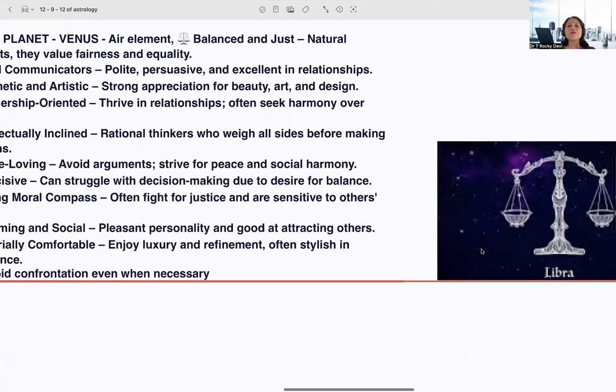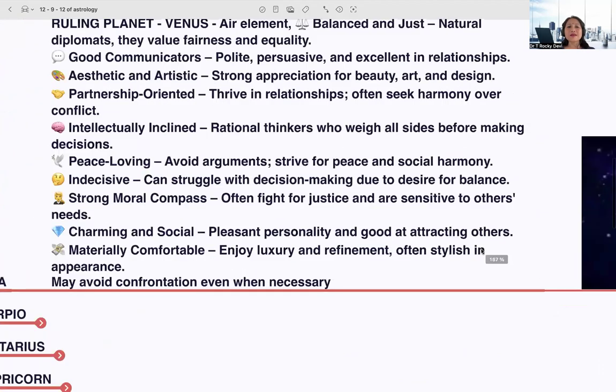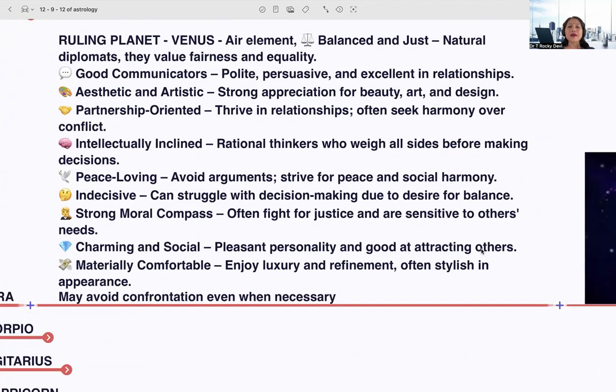So definitely they give importance to balance and are natural diplomats. They value fairness and equality. They are good communicators, they are polite, persuasive, as well as excellent in relationships. They are aesthetic and artistic lovers, with a strong appreciation for beauty, art, and design, and they are partnership oriented.